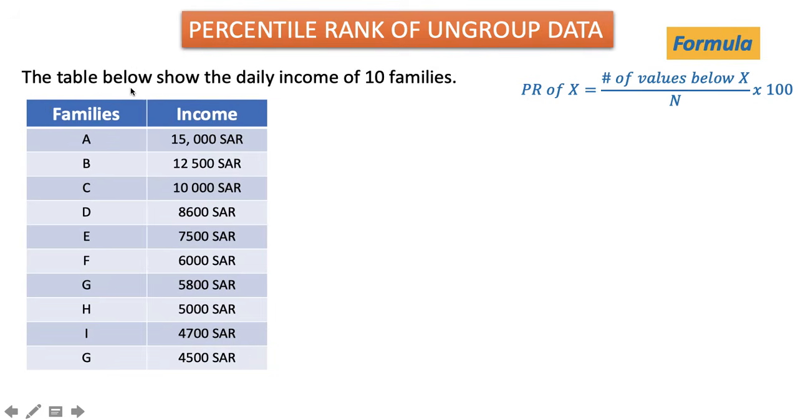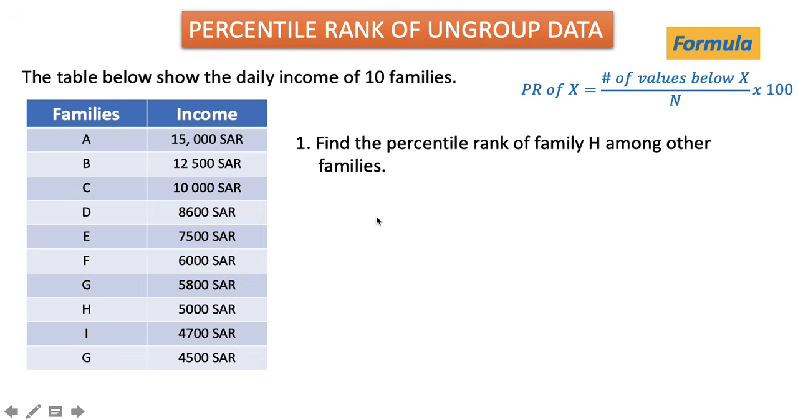So we have here a table showing the daily income of 10 families from A to J. They're already arranged from the family of lowest income to the highest income. Now, if you are asked to find the percentile rank of family H among other families, our subject here is family H. To find the percentile rank, we're going to use this formula.